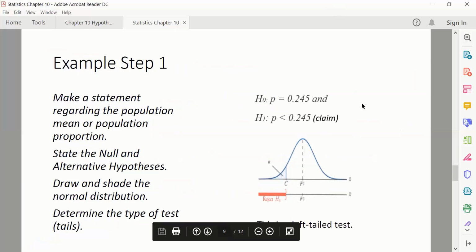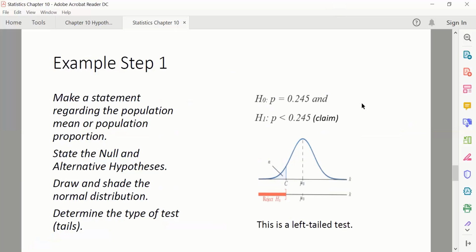So we make the statement about the population mean or proportion, stating the null and alternative hypothesis. The null is that the proportion is 24.5% or 0.245. And the alternative that our claim is it's actually less for our students. So p is less than 0.245. So we have a left-tailed test. A less than is shaded on the left.